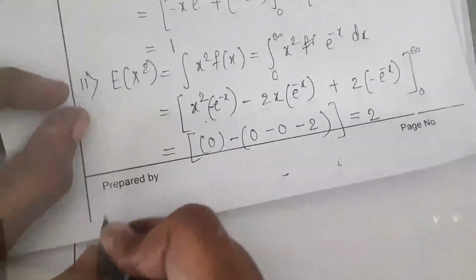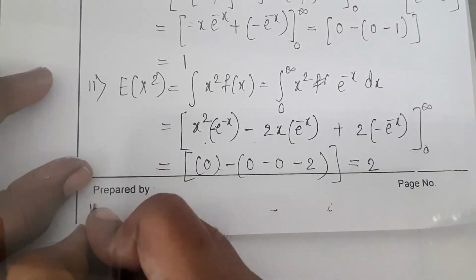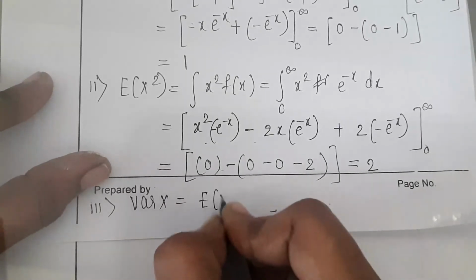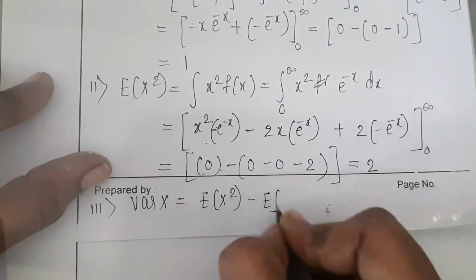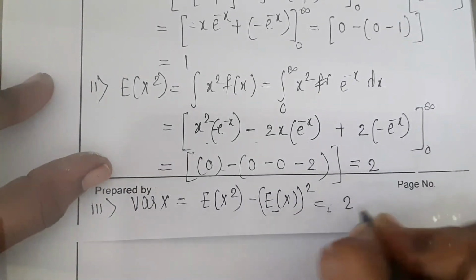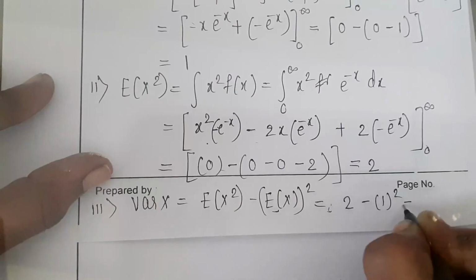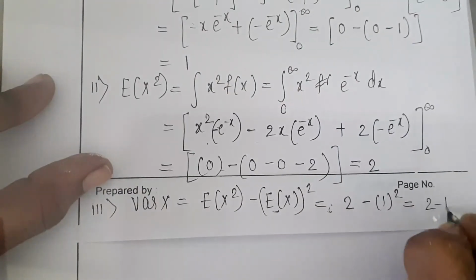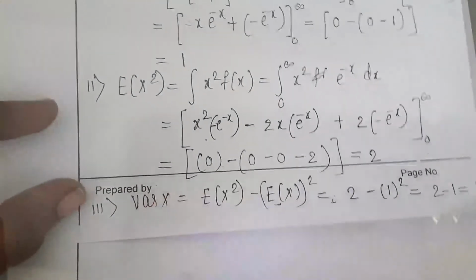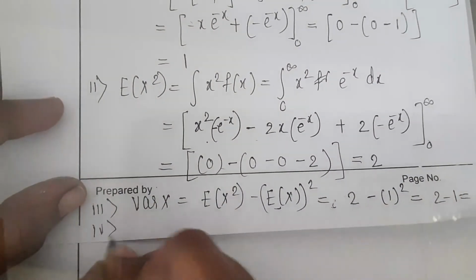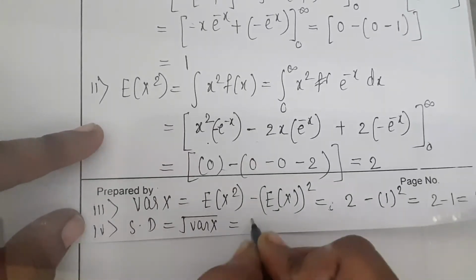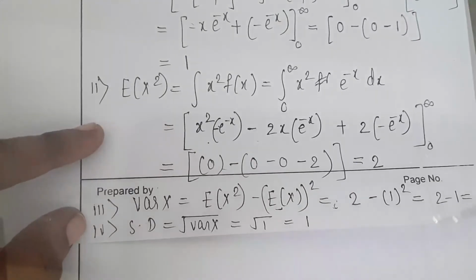Now we find the variance of x. Variance of x is equal to expectation of x square minus expectation of x whole square. So expectation of x square is 2, minus expectation of x whole square, so 2 minus 1, which is equal to 1. So the variance of x we obtained as 1. So what is the standard deviation? Standard deviation is the square root of variance of x, so this is equal to square root of 1, which is equal to 1.